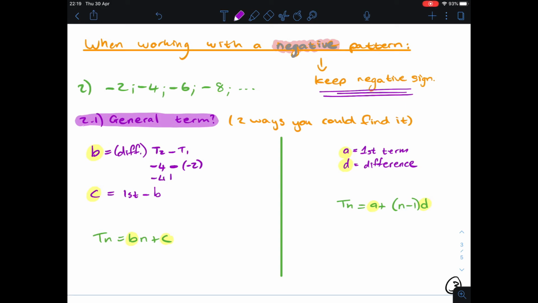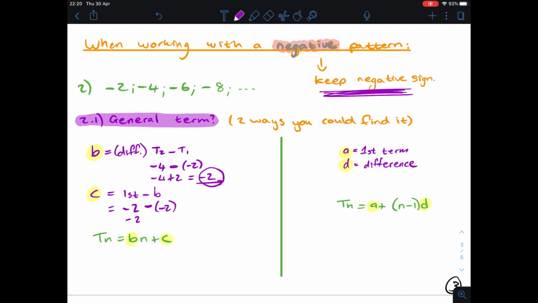So -4 plus 2 is equal to -2. So my B is then -2. And then to work out C, it's the first term minus B. So my first term is -2. And then I have my minus sign. So keep the minus sign. And then the B is -2. So in brackets, you say -2. We are keeping the negative sign.